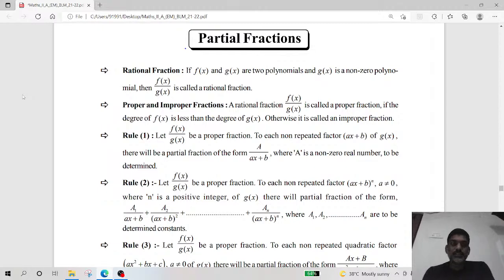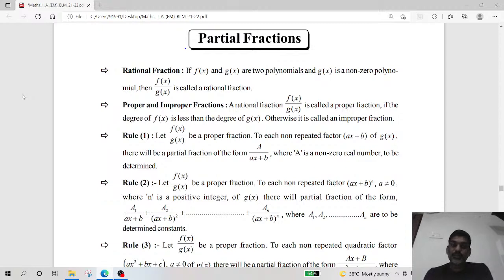Partial fractions, rational fraction. If f of x and g of x are two polynomials and g of x is a non-zero polynomial, then f of x divided by g of x is called a rational fraction. Understood? Rational fraction: if f of x and g of x are two polynomials and g of x is a non-zero polynomial, then f of x divided by g of x is called a rational fraction.